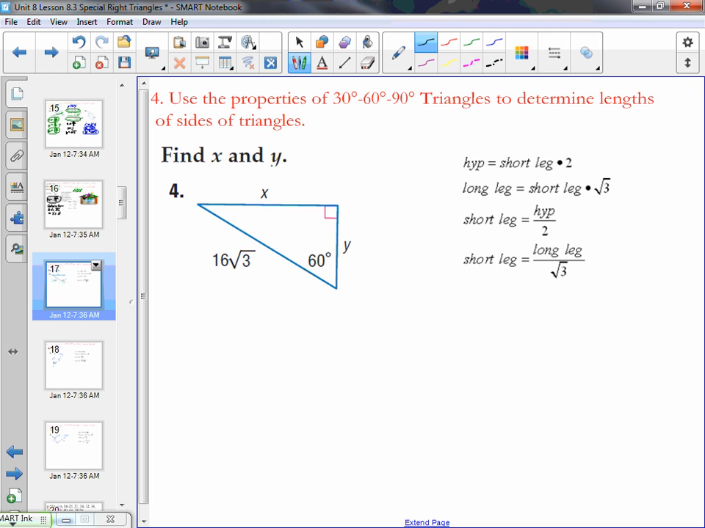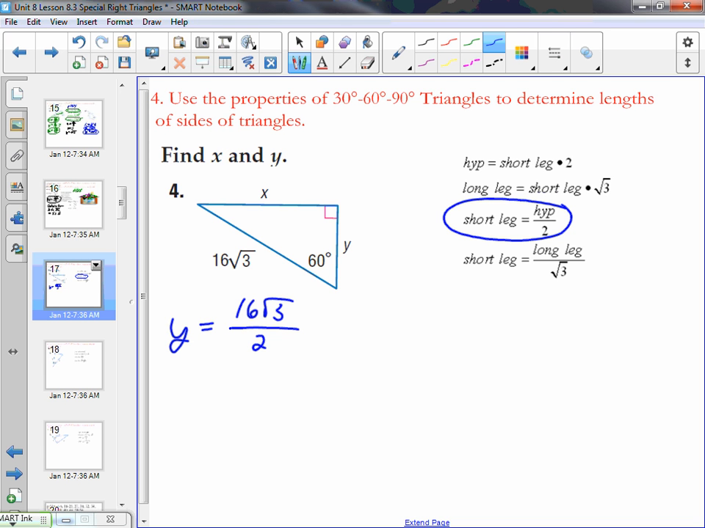All right, it is a 30, 60, 90. The missing angle's got to be 30. Let's identify which length we already know. That 16 radical 3, is that the short leg, the long leg, or the hypotenuse? It's the hypotenuse. If I don't know the short leg, the first thing I'm doing is finding the short leg. So I know the hypotenuse, and I want to know the short leg. That means I use equation number 3 there, doesn't it? Okay? Now, which variable represents the short leg, the x or the y? The y. So short leg equals hypotenuse, 16 radical 3, divided by 2.